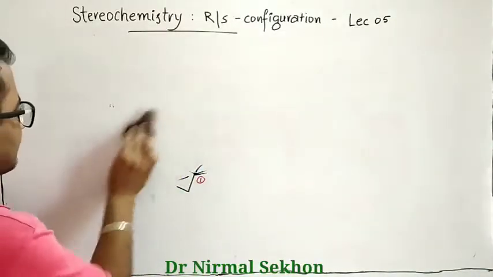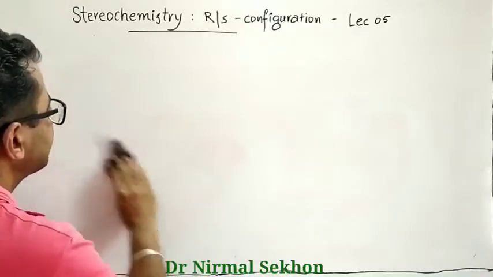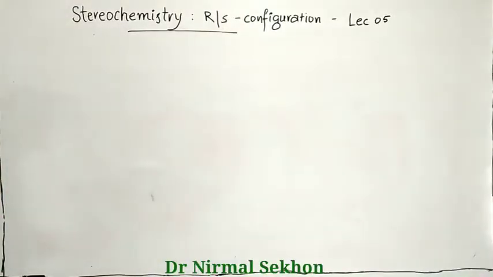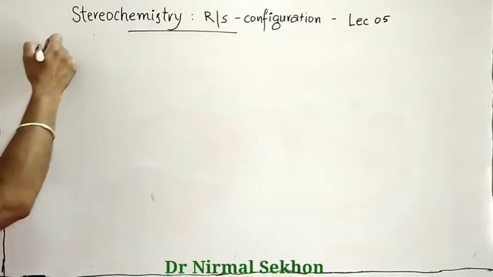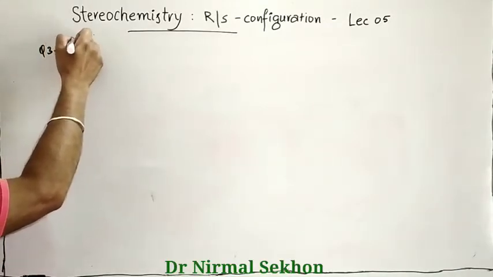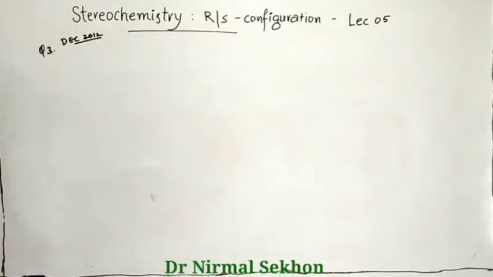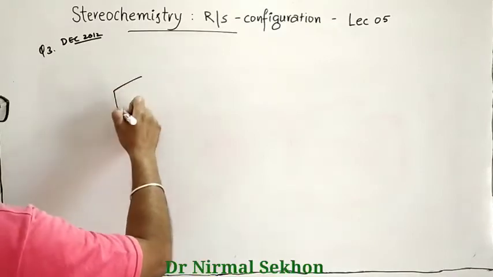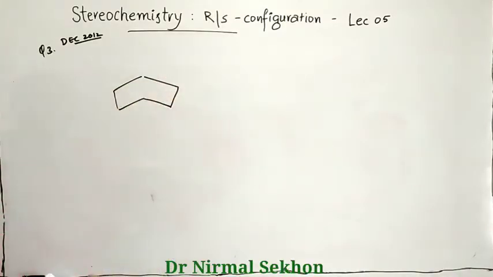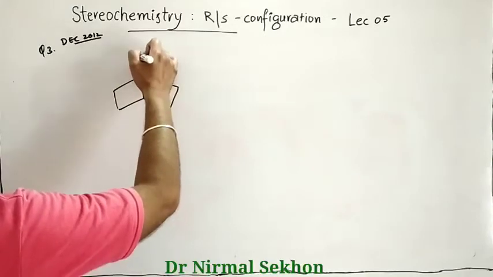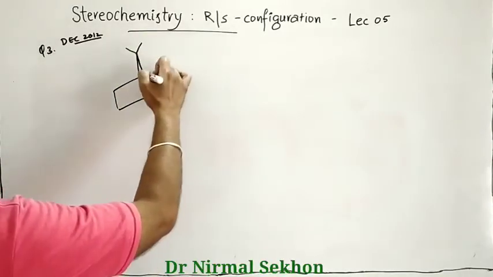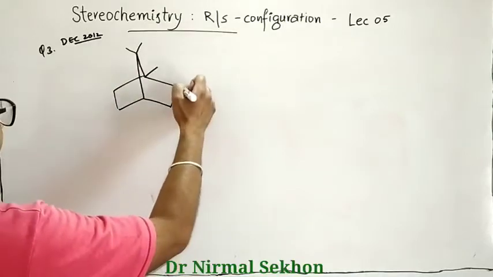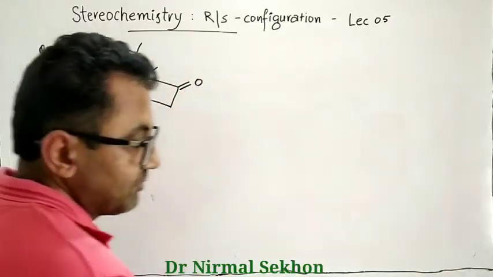So the next question is also from CSIR UGC NET. That is the question from December 12. The structure given is like that: a cyclohexane ring, the 2-methyl at the top, 1-methyl here, and here we have a C double bond O.